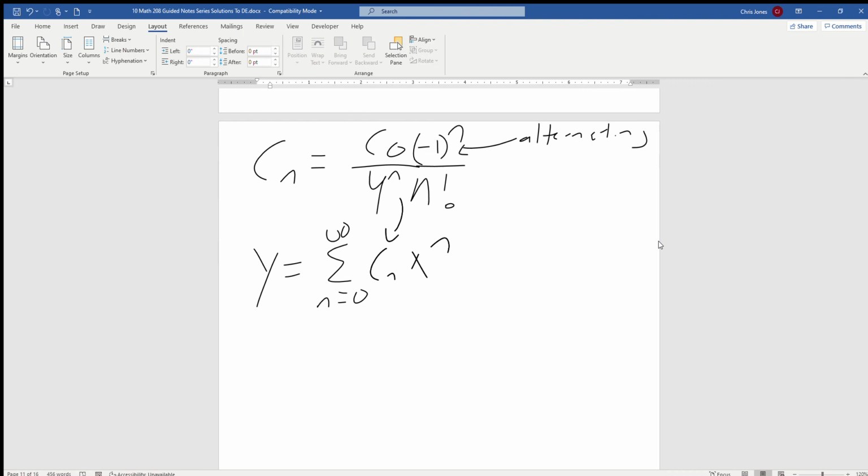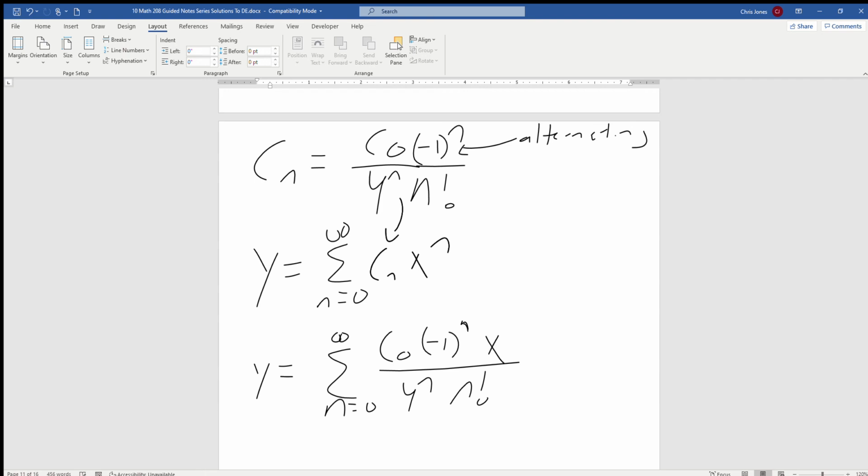And this is going to be equal to the series n equals 0 to infinity. We have c naught. We have minus 1 to the nth power. We have this 4 to the n. We have n factorial. All right. And then we have this x to the nth power as well.